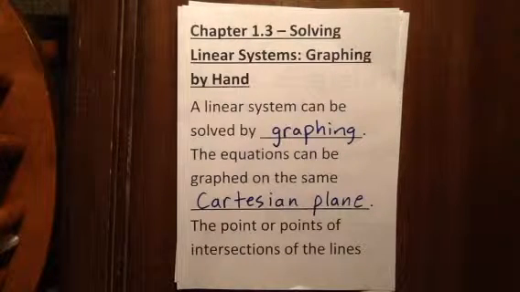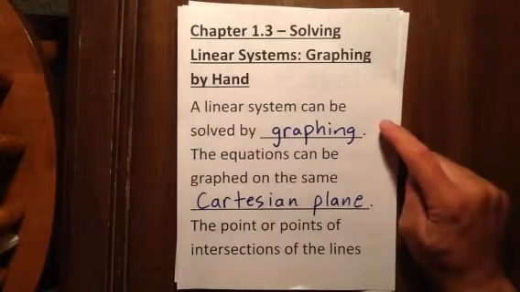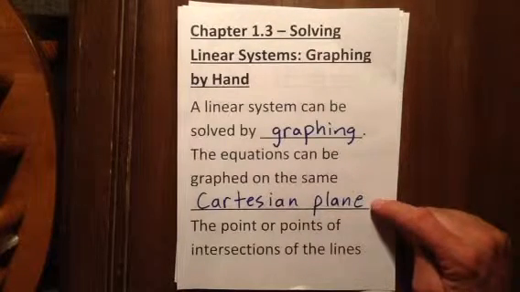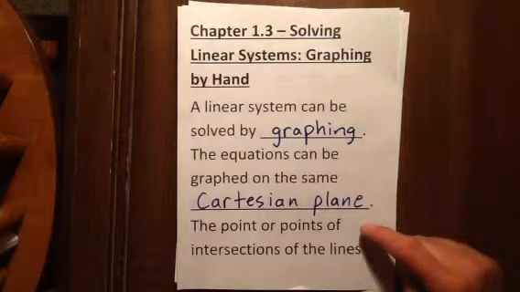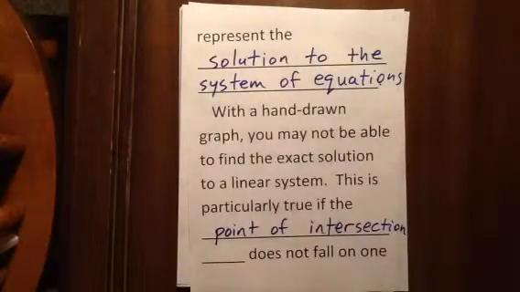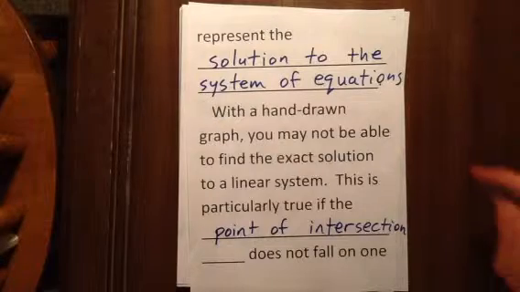In this lesson, we'll talk about solving linear systems by graphing by hand. A linear system can be solved by graphing. The way we do that is we graph the equations on the same Cartesian plane, and then the points of intersection of the lines represent the solution to the system of equations. So we're looking for a point of intersection when we want to solve a system of equations.